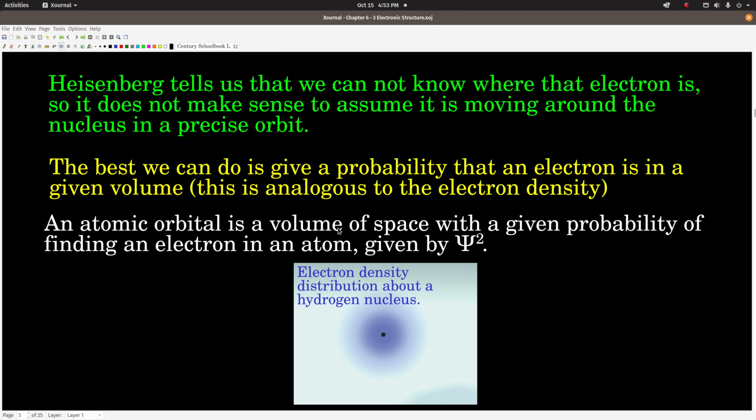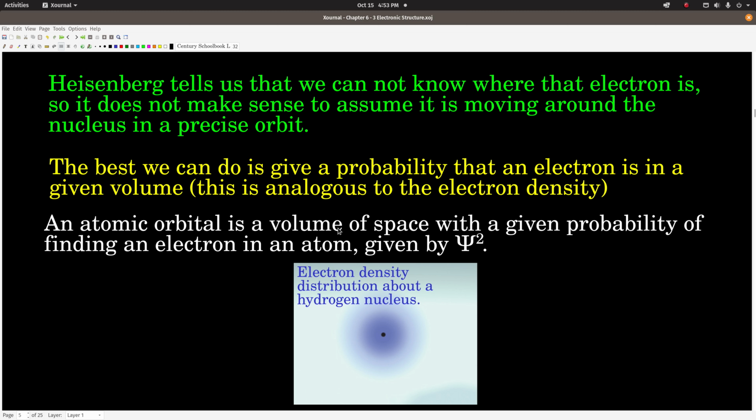Heisenberg's uncertainty principle tells us that no matter how good of an instrument we have, it's not a matter of technology, guys. It's a matter of a fundamental property of the universe: we can never know exactly where something is or how fast it's going. But what we can do, and this is why it was important that we know about psi squared, is we can give a probability that an electron is in a certain volume. Okay? And sometimes we call this the electron density.